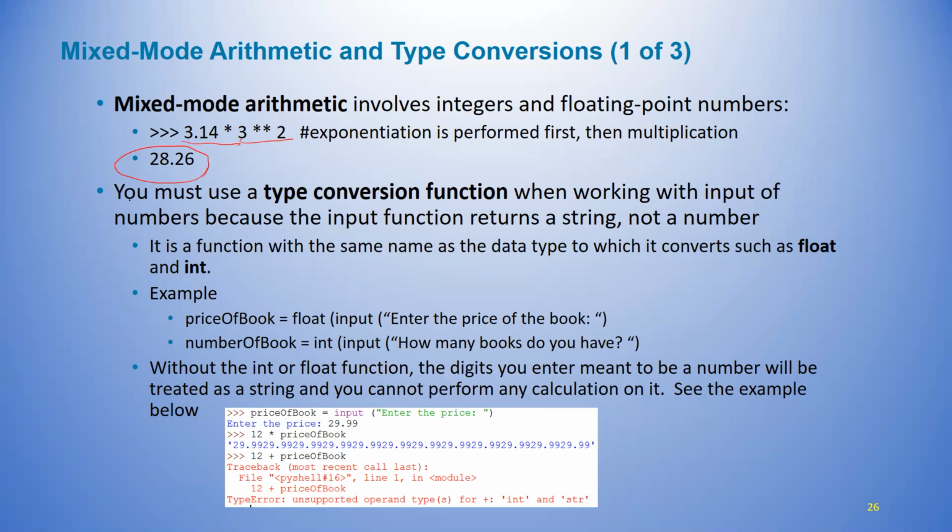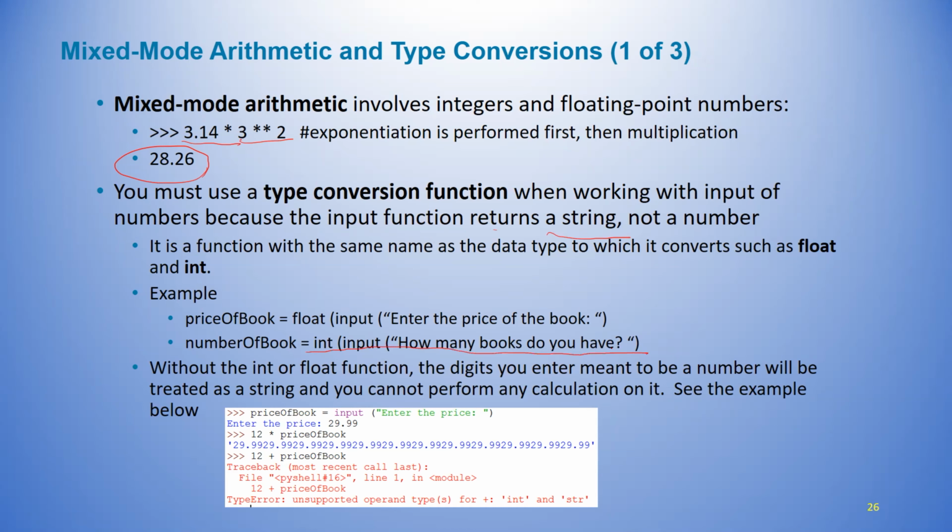Okay. You must use a type conversion function when working with the input of numbers because the input function returns a string. I discussed this the second day or the third day of class. So whatever you enter on the keyboard, it will be a string. If you want to treat it as a number, you must convert it into a number. And here is how you do that, right? You are familiar with this.